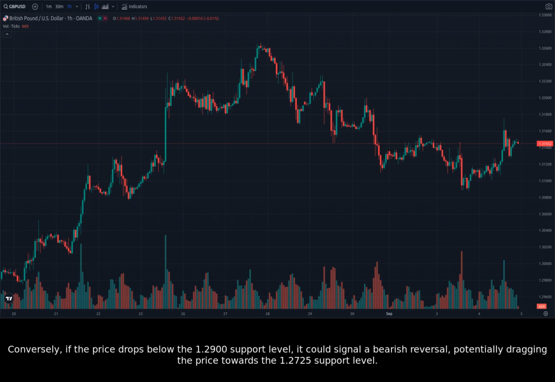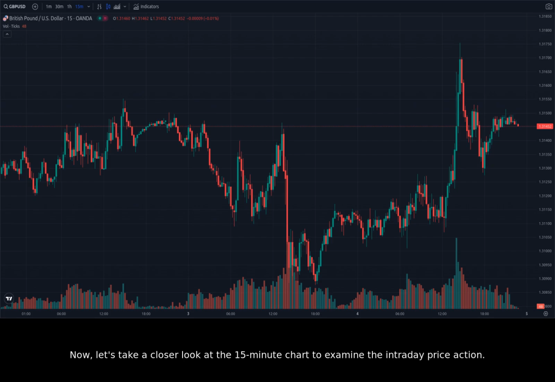Conversely, if the price drops below the 1.2900 support level, it could signal a bearish reversal, potentially dragging the price towards the 1.2725 support level. Now, let's take a closer look at the 15-minute chart to examine the intraday price action.